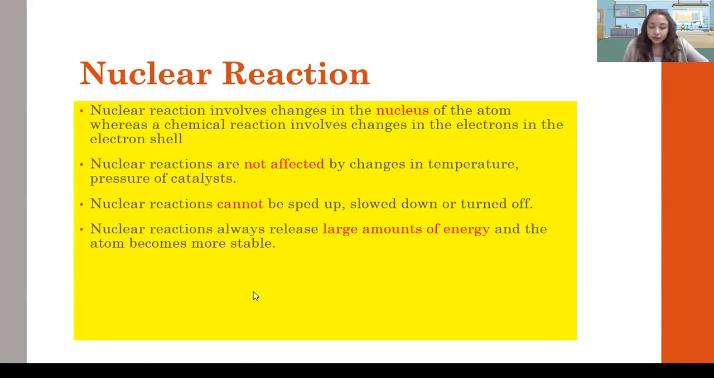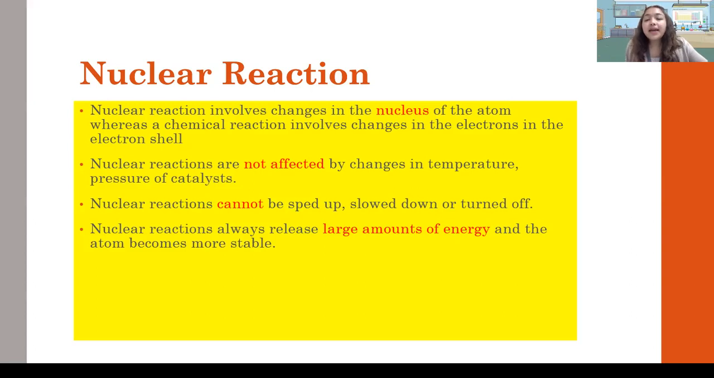All right, so once again, just a reminder that you can always pause the video if you need more time to write. But the first bullet here shows us the difference between a nuclear reaction and a chemical reaction. So far, up until now, we've just been talking about chemical reactions. And chemical reactions involve changes in the electrons, right? When we were talking about ionic and covalent bonding, it was either a transfer of electrons or a sharing of electrons. That's what happens in chemical reactions.